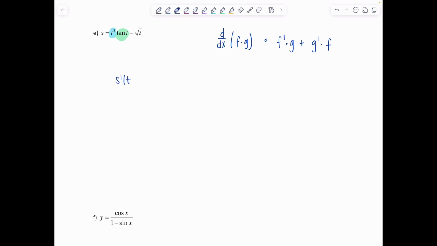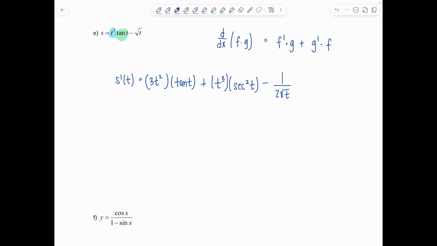s prime of t. t cubed, it's your turn. Okay, so the derivative of t cubed is 3t squared. Then leave tangent t alone, it's not its turn. Plus, now leave t cubed alone, you already had your turn. Derivative of tan t is secant squared t. Good. Minus, and then I told you the shortcut for the square root, 1 over 2 radical t.